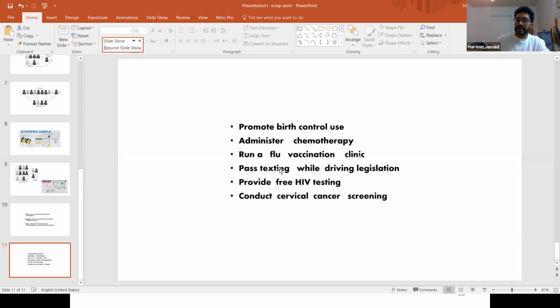Passing texting while driving legislations. Anything that has to do with legislation is going to be primary. Okay, now this is interesting. Provide a free COVID or HIV testing. What is this? Okay, so this is primary because this is similar to screening.